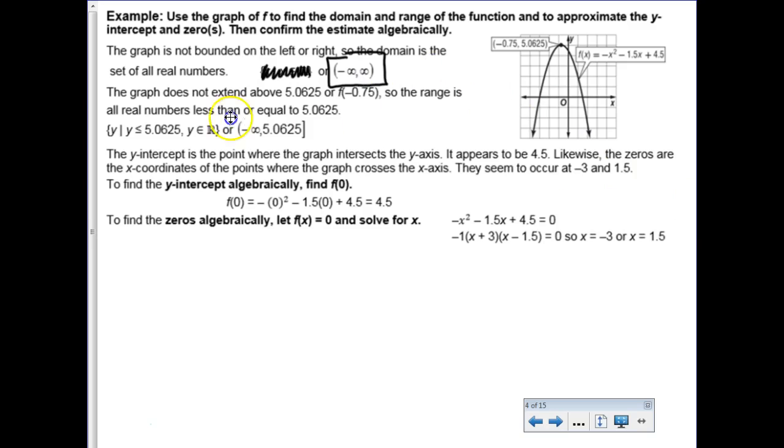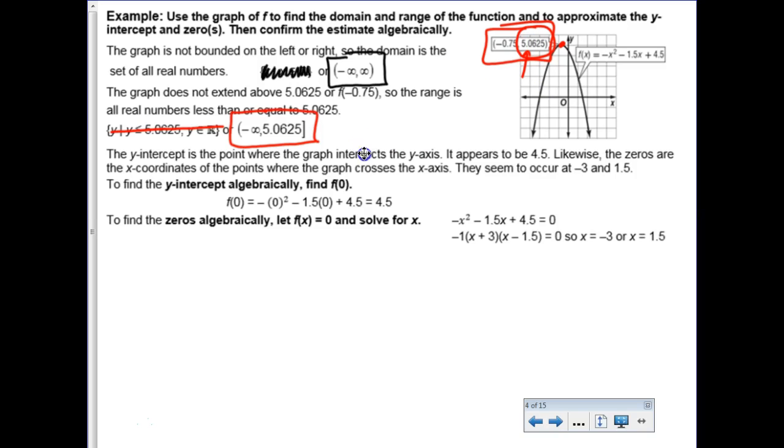The other comment they made is about range. Remember, we're not doing set builder, but their range goes from negative infinity and then up to 5.0625 with a bracket. The only reason they were able to tell me that is because they either found the maximum through technology or they found the maximum through algebra, but they did tell you the maximum ordered pair right here. Now, why did they use the 5.0625 and not the negative 0.075 or 0.75? Because range is the y, not the x, right? So they have to use the y value for range.